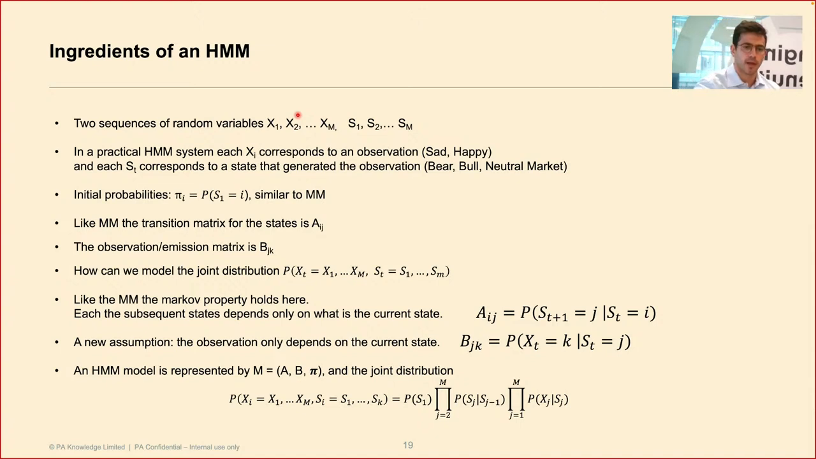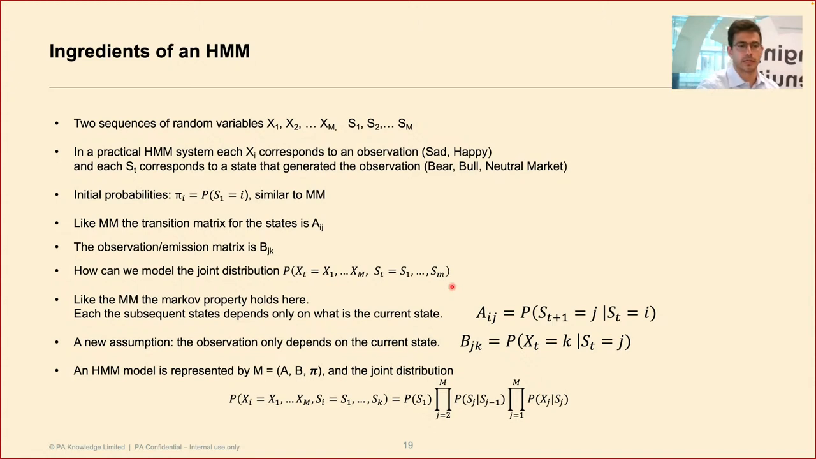Now, one question is, how can we model the joint distribution of the pair, x1 up to xm, and s1, s2 up to sm? Similar to Markov models, the Markov property holds here, and that means that each of the subsequent states depends only on the current state. There is a new assumption though, and that is that the observation only depends on the current state. As you remember before, it means that the observation, sad or happy, will only depend on the current hidden state.